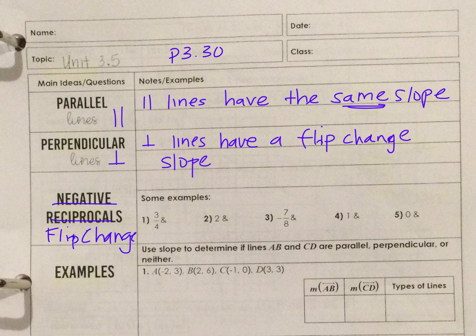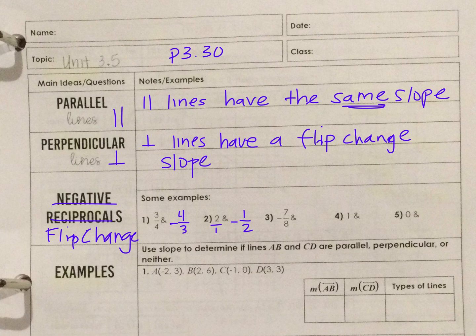All right, so if I have 3/4, if I flip it, it becomes 4/3. And right now it's positive, so I change it to be negative. So the flip change for 3/4 is negative 4/3. The flip change for 2, I'm going to make it into a fraction, 2/1. Then I'm going to flip it, 1/2. That one's positive, so mine has to be negative. That's my flip change.